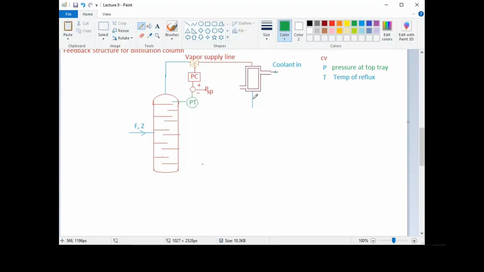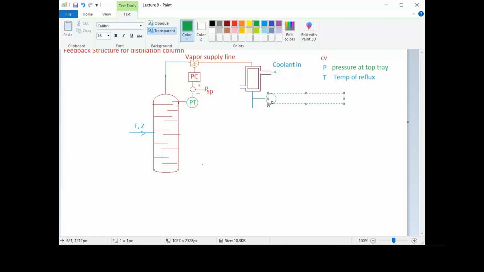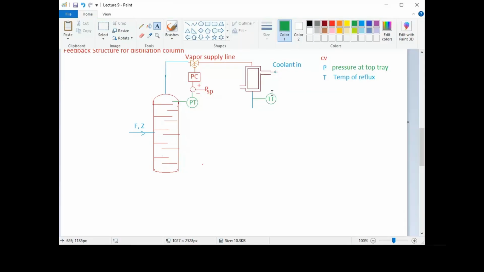So for this, we will measure the output variable. This is the output reflux. This is our control variable. So we will measure the temperature here using temperature transmitter or temperature transducer. Right, this will give us the measured control variable. Now this measured control variable will be compared with the set point value.